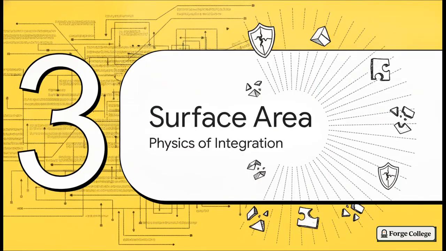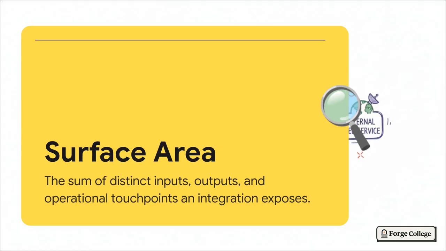Moving right along to Section 3, managing your surface area. Let's talk about the physics of integration. So whenever you expose your code to the wild, you are fundamentally increasing the total footprint of things that can potentially break. Surface area, by definition, is just the sum of distinct inputs, outputs, and operational touchpoints that an integration exposes. Every single RPC endpoint, every webhook, every CPI target, and every signed payload format, it all adds up. And the larger that surface area, the larger your attack surface.